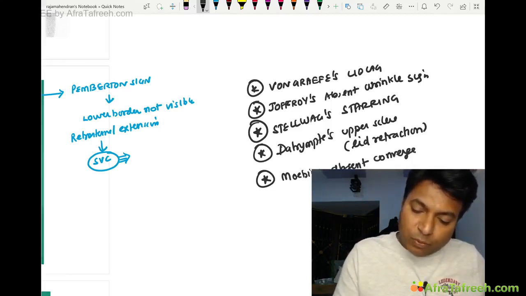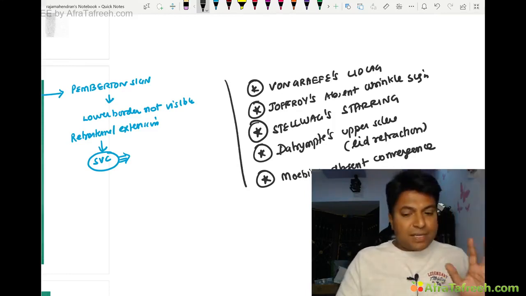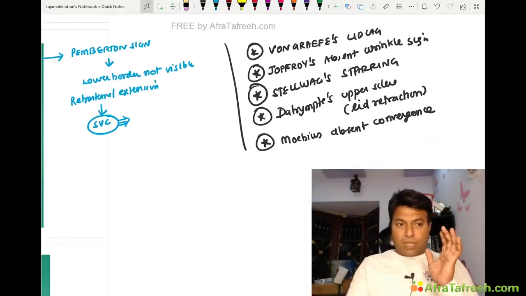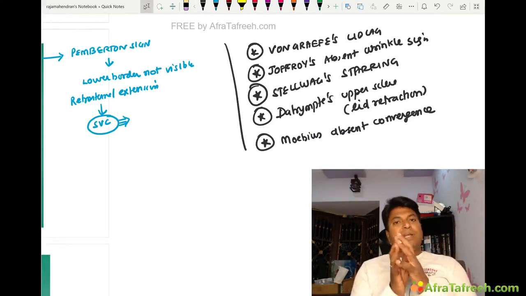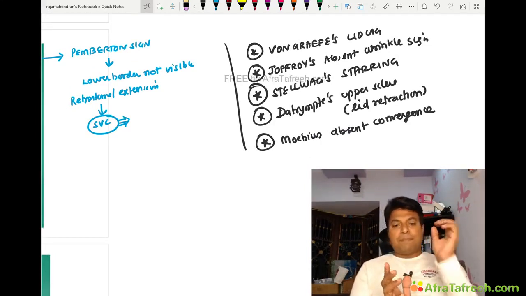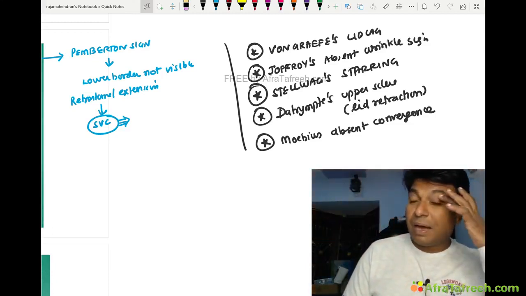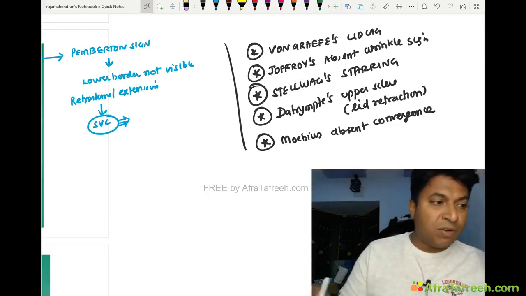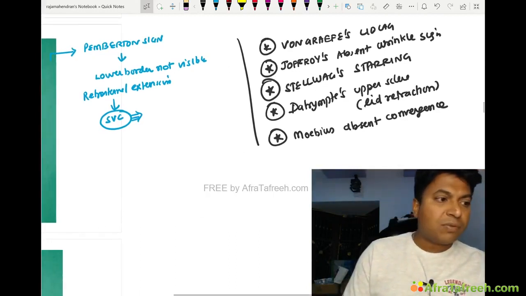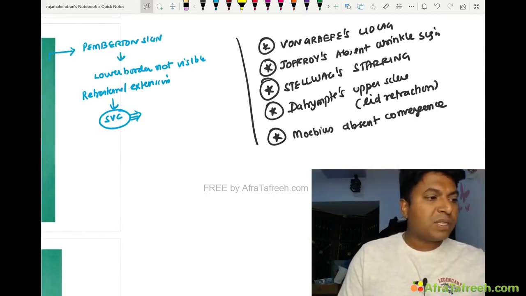These 5 signs are enough for your exam. These are the 5 signs from Das, Clinical Cases. Don't waste your time reading unnecessary signs. So Von Graefe's lid lag, Joffroy's absent wrinkle, Stellwag's staring look, Dalrymple's visible upper sclera, Mobius absent convergence sign. These are the signs you must not forget for your exams.